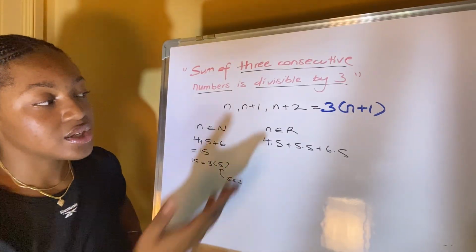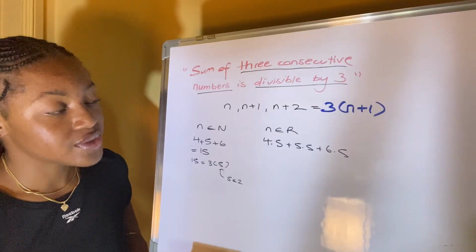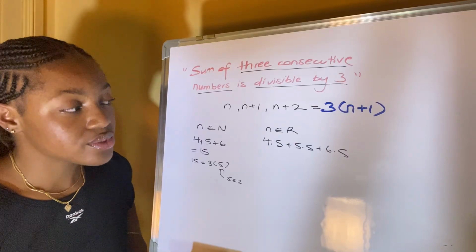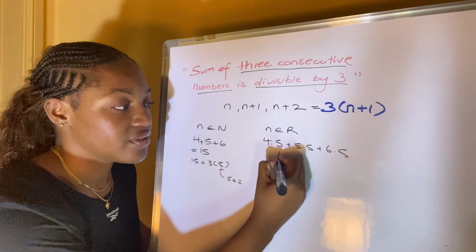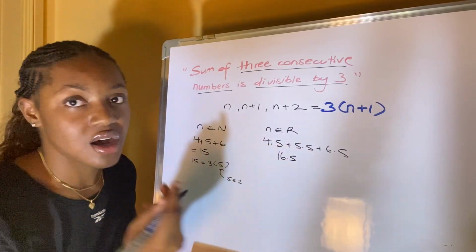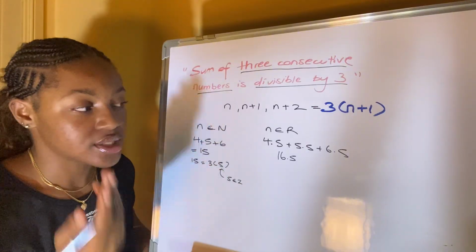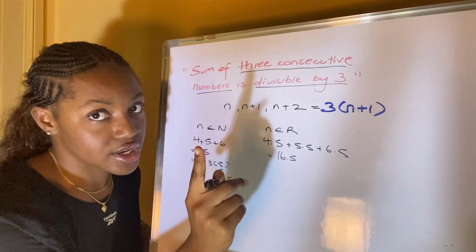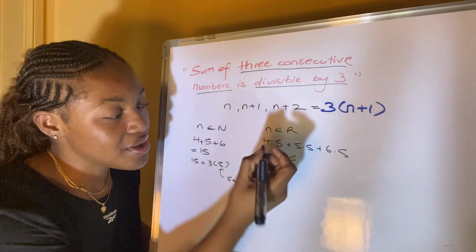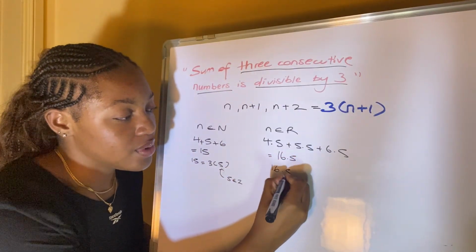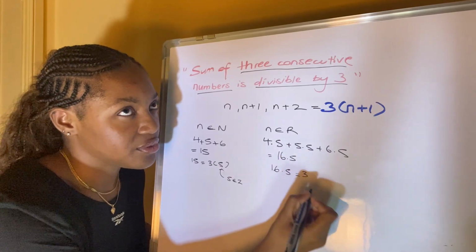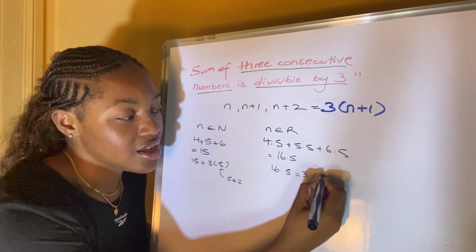Next, we move on to this. So what is 4.5 plus 5.5 plus 6.5? This would give us 16.5. Is 16.5 divisible by 3? Let's see. So when we divide 16.5 by 3, we're going to have 5.5.